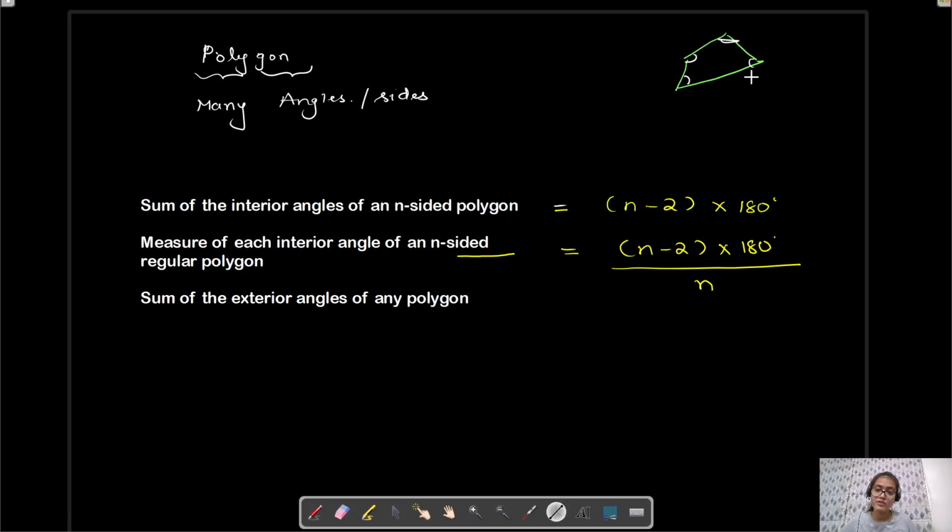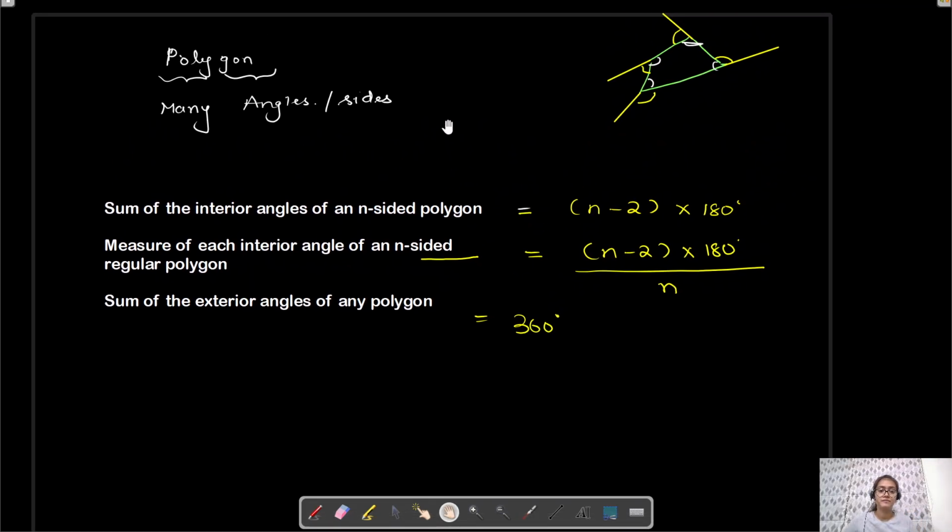So exterior angles will be, if you extend this side, this side, this side, and this side, we see a couple of angles forming now: this angle, this angle, this angle, and this angle. The sum of all these angles is going to be equal to 360 degrees. It does not matter which type of polygon it is, whether it's a regular polygon or an irregular polygon, or how many sides it has, the sum of exterior angles is always 360 degrees.